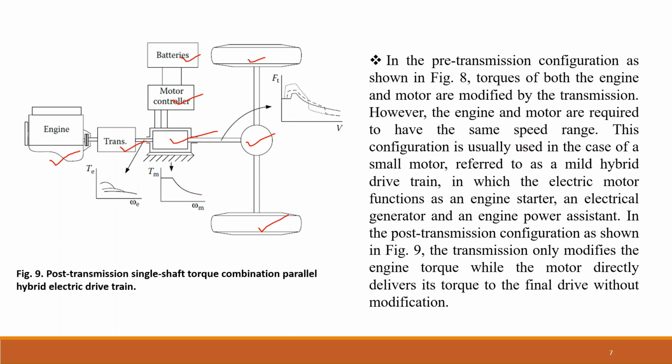So, what happens in the pre-transmission is that the torques of both the engine and the motor are modified by the transmission. However, the engine and the motor are required to have the same speed range. This configuration is usually used in the case of a small motor, referred to as a mild hybrid, in which the electric motor functions as the engine starter, an electric generator, and an engine power assistant.